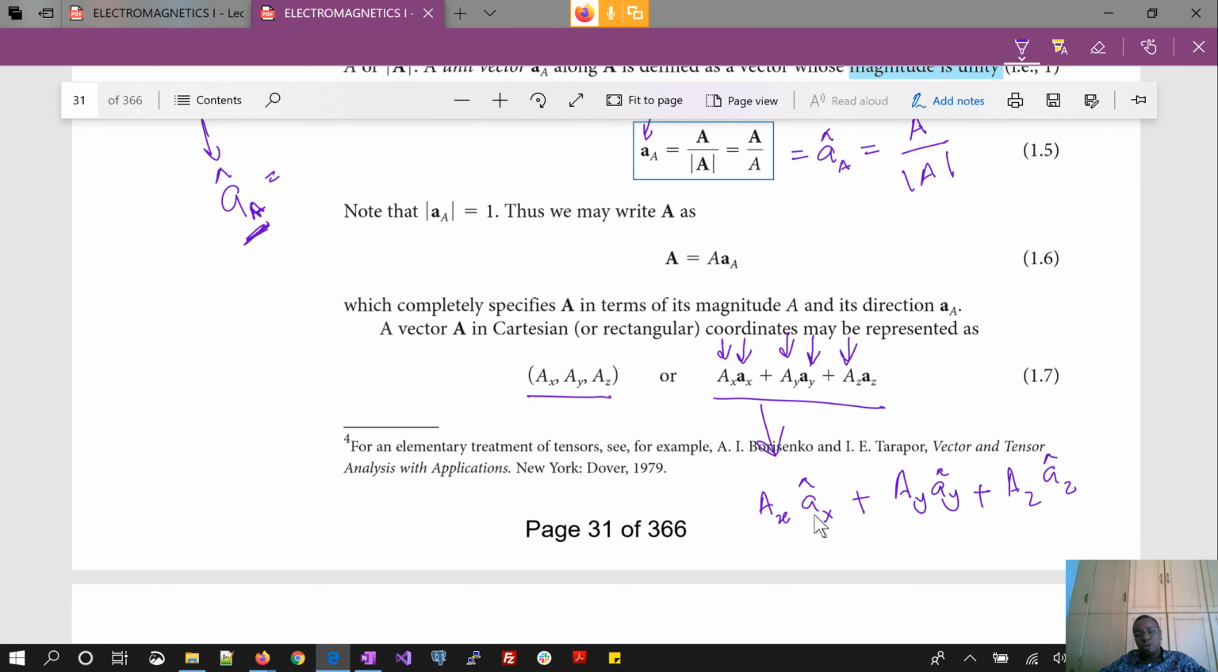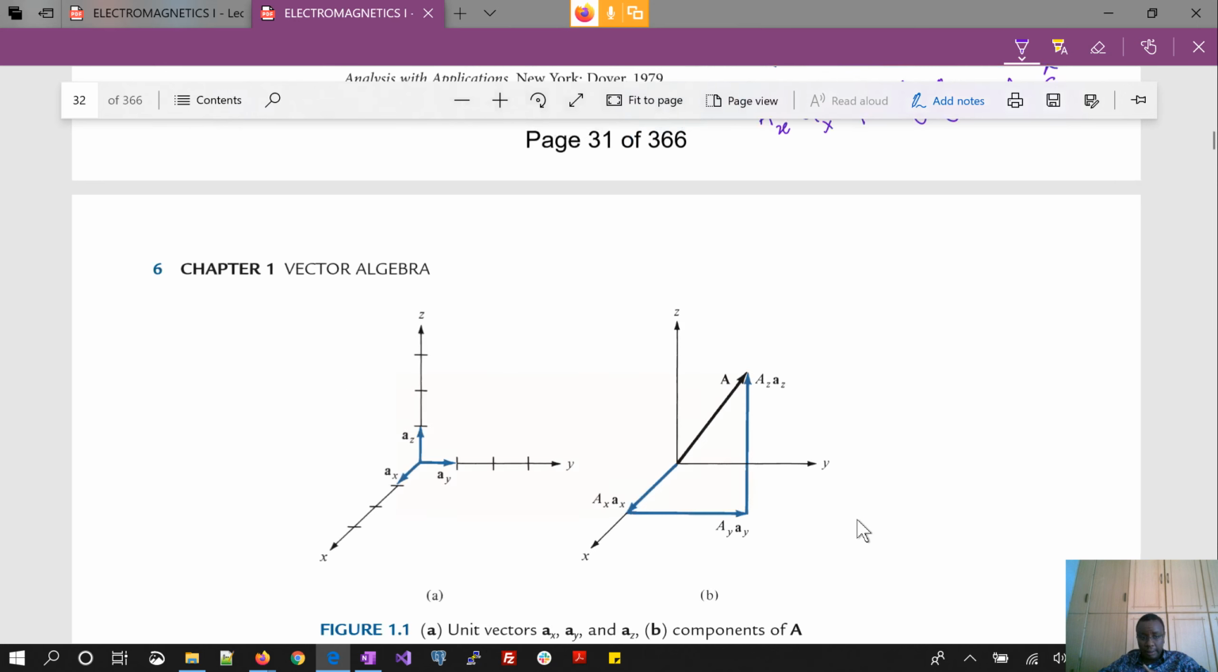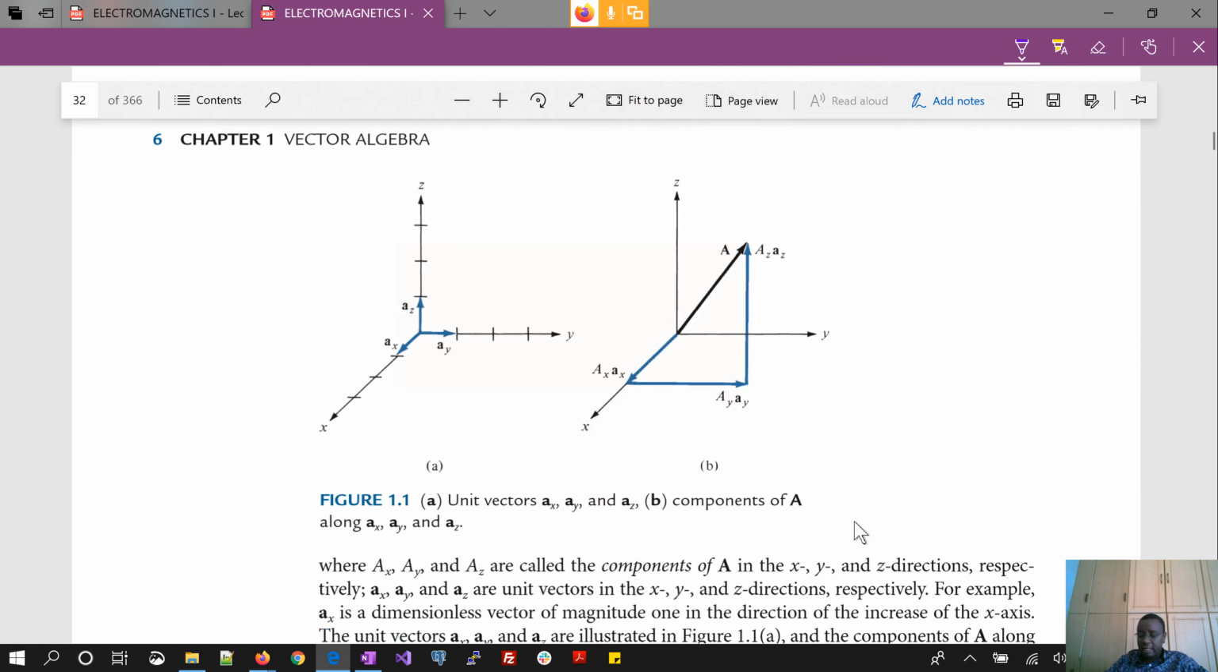That is essentially the way we write a vector using the unit vectors which represent the directions in the Cartesian coordinates. So if you are to represent that information on a graph or in the coordinates, you definitely show that this is the unit vector ay in the y direction.